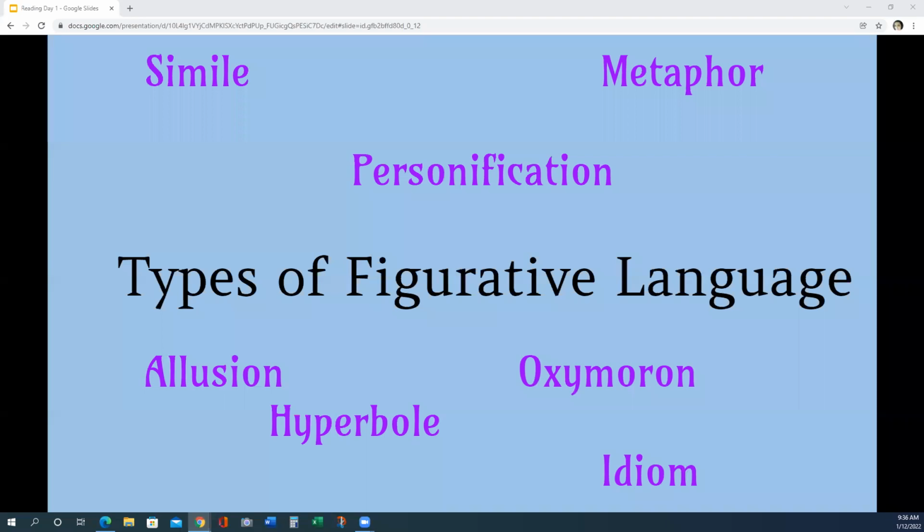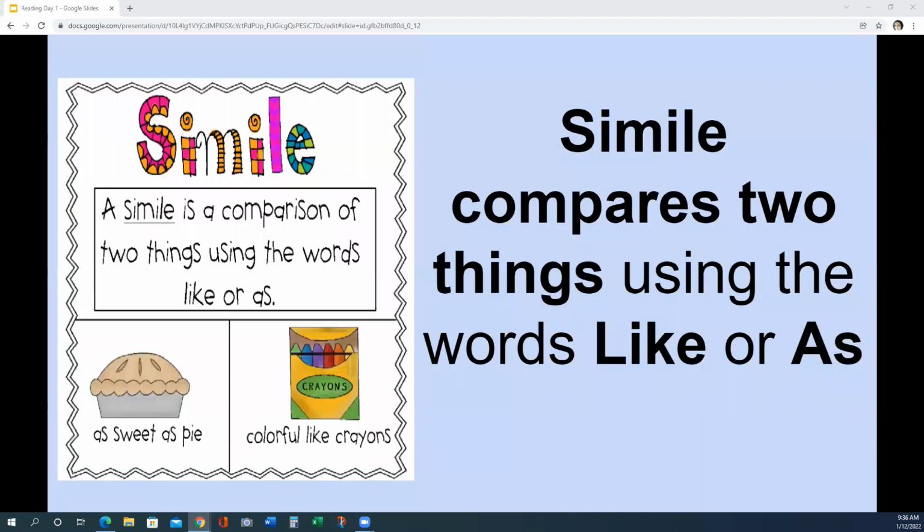Okay. Some types of figurative language are the use of similes, metaphors, personification, allusions, oxymorons, hyperboles, and idioms. So we're going to talk about just a few of these right now. One that's most commonly used is a simile. A simile compares two things using the words like or as.